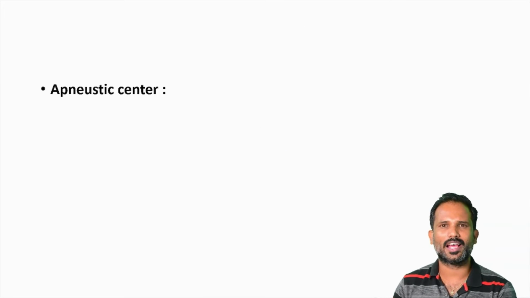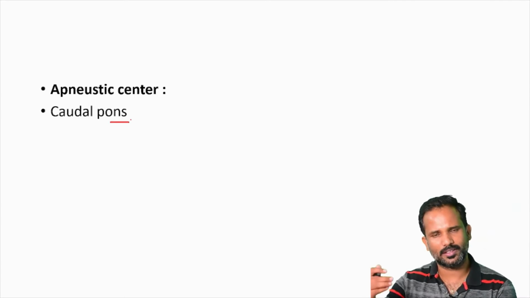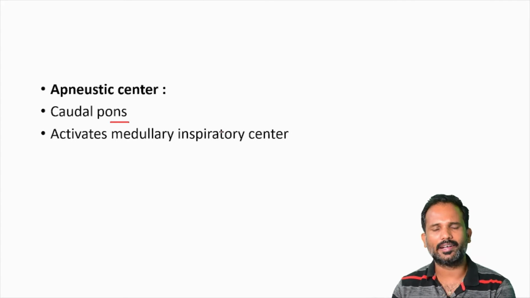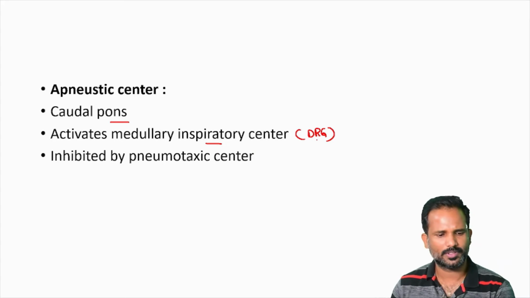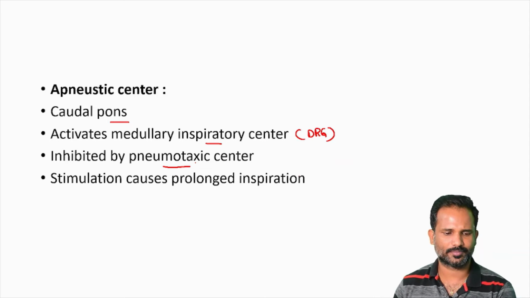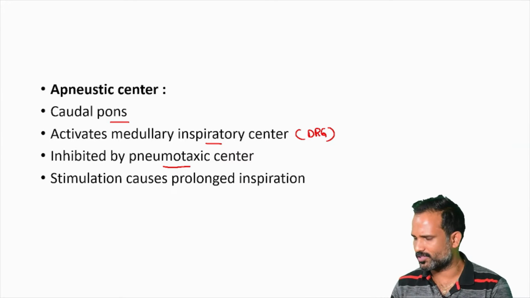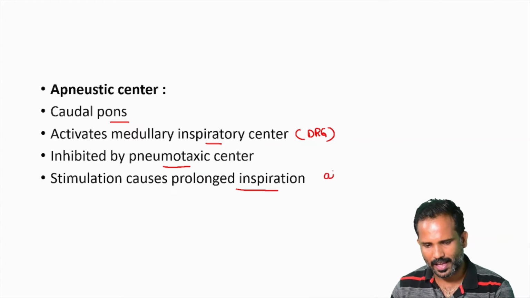Coming to the apneustic center, it is present in the caudal pons, and it activates the medullary inspiratory center, that is nothing but the dorsal respiratory group, and it is inhibited by the pneumotaxic center. And its stimulus causes prolonged inspiration, which is called apneusis.